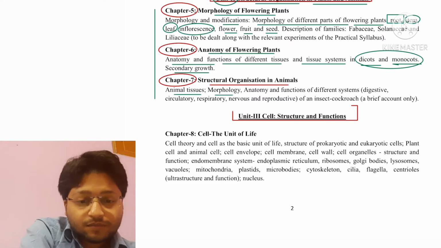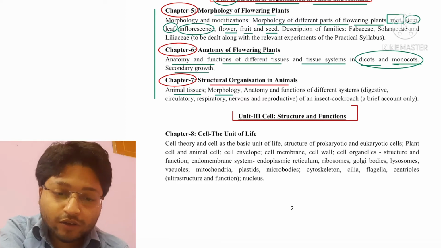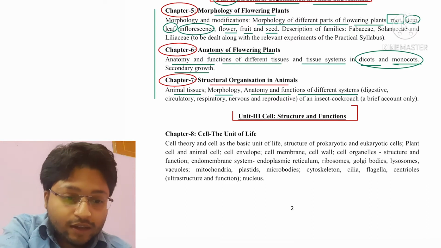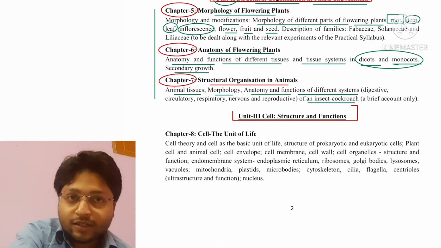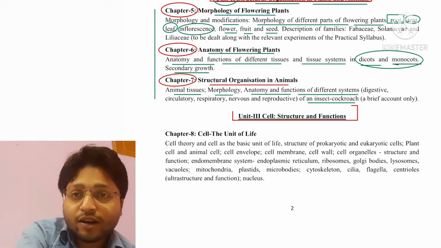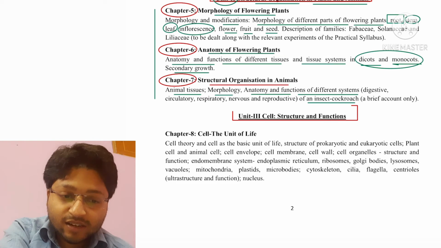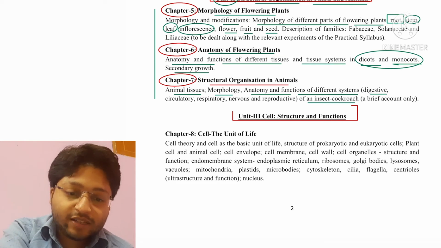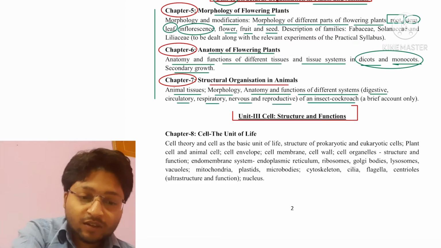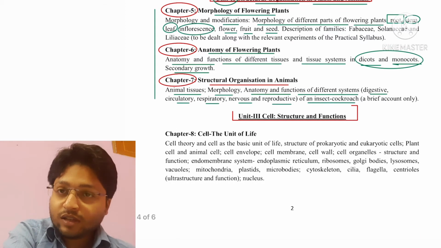Next, this chapter also includes the anatomy and function of different systems of the cockroach. That means at the end of this chapter you will learn about the different systems present in the cockroach. Different systems means the digestive system, circulatory system, respiratory system, nervous system and reproductive system of the cockroach. So in this way unit 2 is covered.